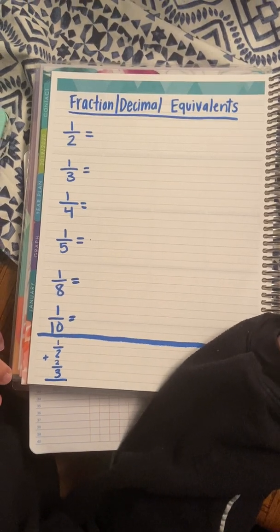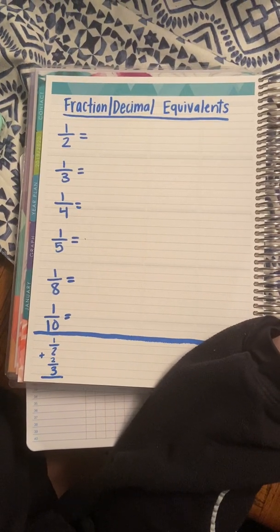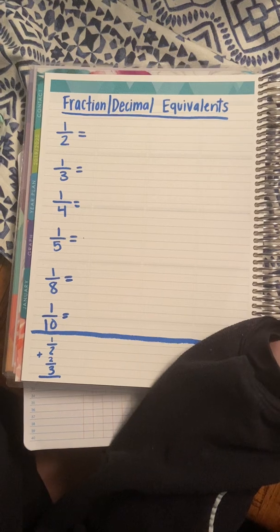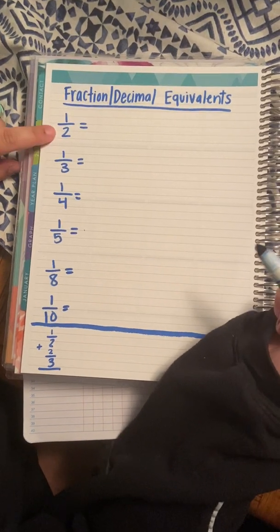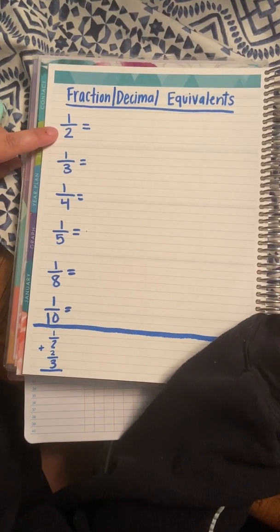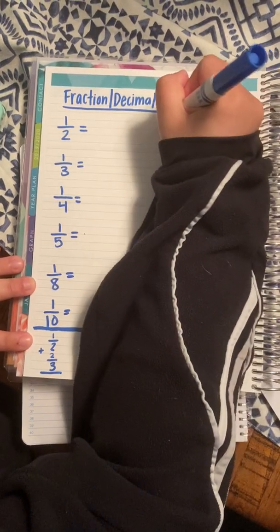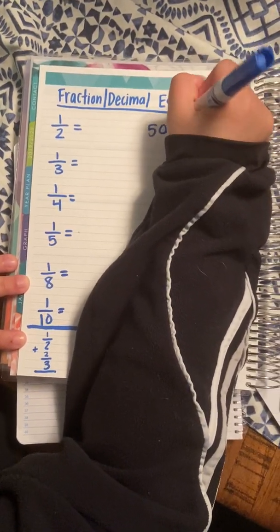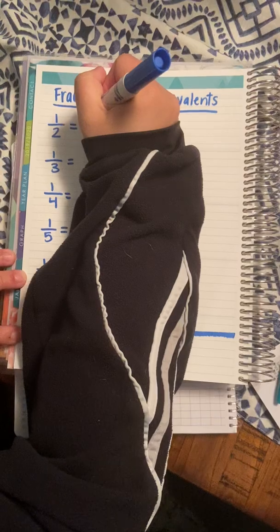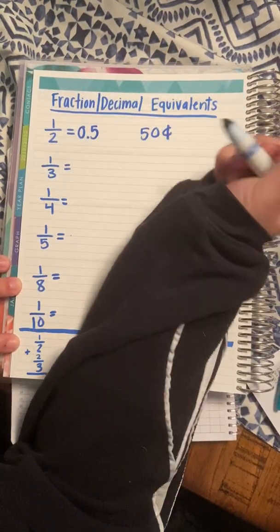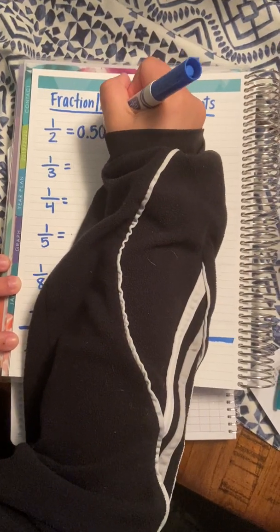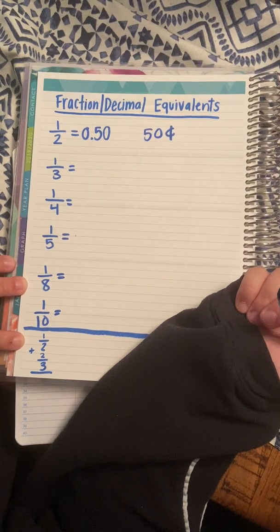Hey guys, so we're going to review fraction decimal equivalents since that's what you guys are starting this week. So this should look familiar. We have 1/2. So when we see 1/2, we think 50 cents. So the equivalent decimal would be 0.5. Remember, you could also add a ghost 0 that does not change the value.